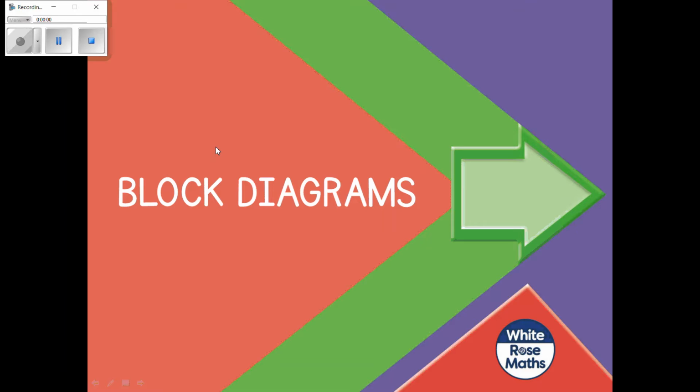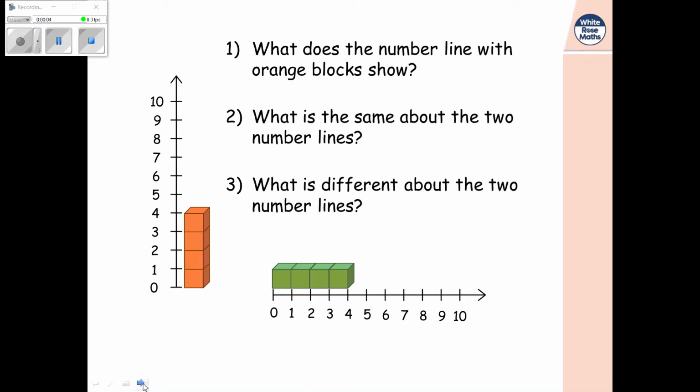Then we will be introducing bronze and silver and our challenge as well today. Let's get going. Block diagrams. Okay, so let's get ready.